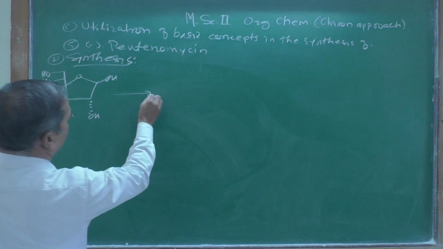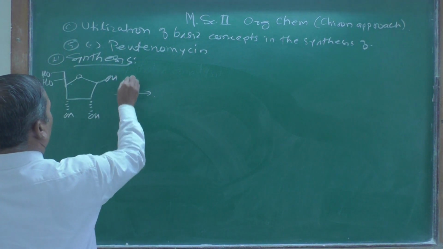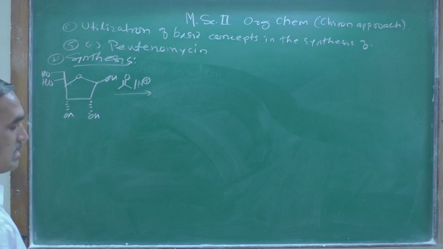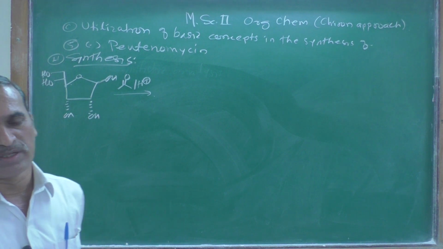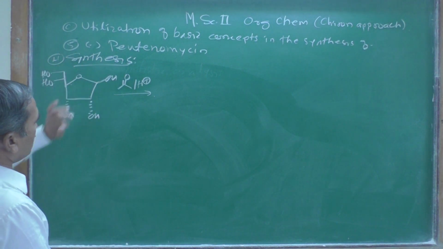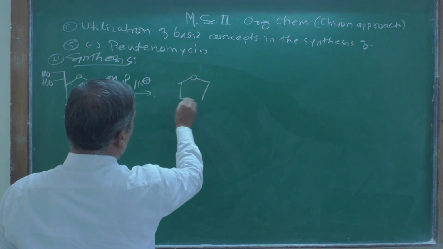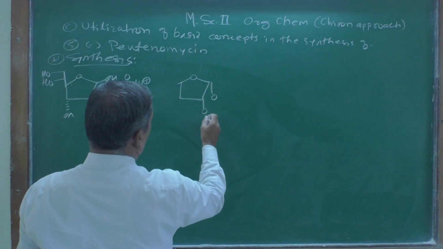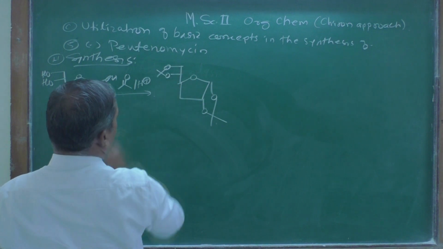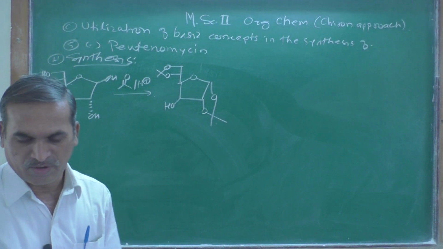And this compound is further treated with acetone in presence of H plus. As we know the mechanism, what is the purpose of this acetone in presence of H plus? It is used for the protection of a 1,2-diol. Look at here, a 1,2-diol, and here also a 1,2-diol, and therefore you are going to get the product like this. Write this 1,2-diol protected, and this one OH only remains free to carry out the reaction.